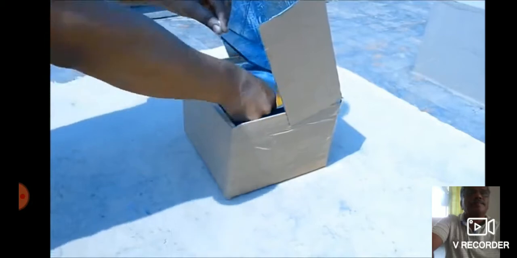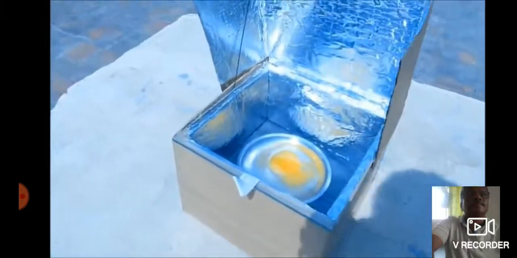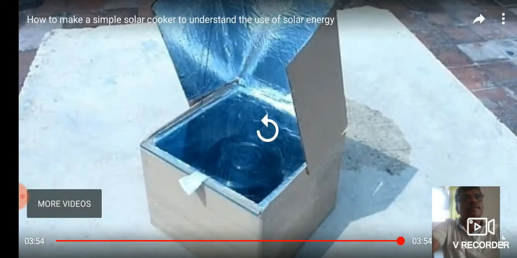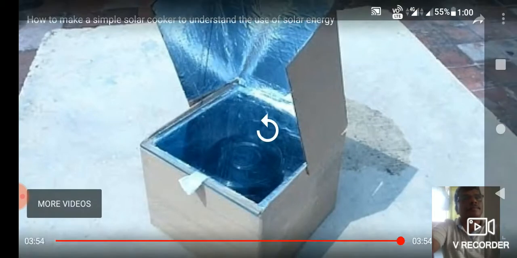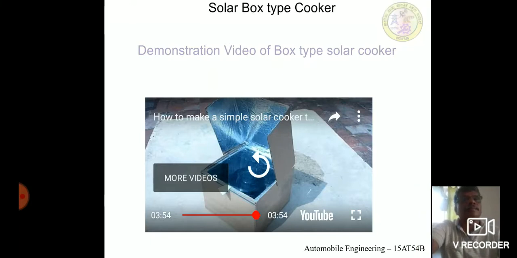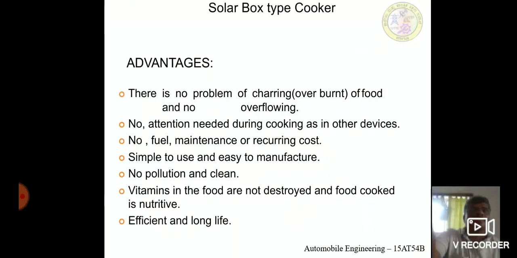and after 30 minutes I took it out. Yep, the plate is very much hot. Yep. Here it is. The egg is completely cooked. It is ready to eat. Yes, you have watched that.